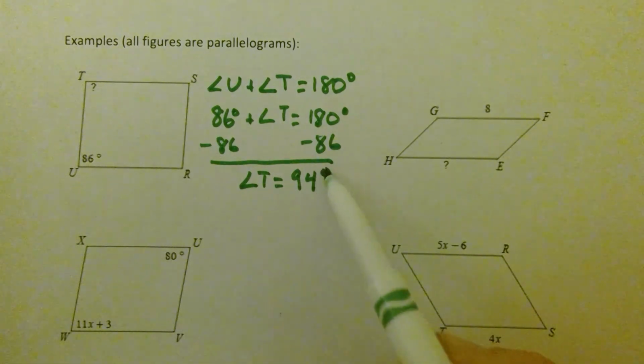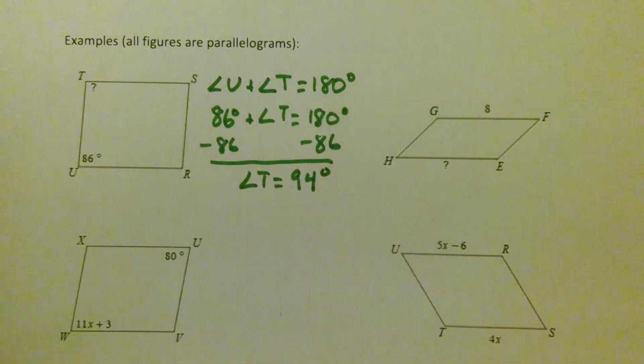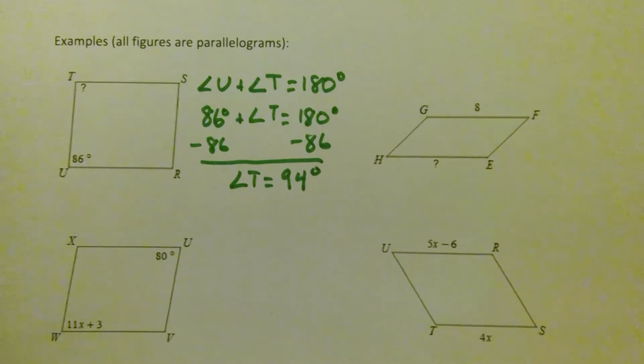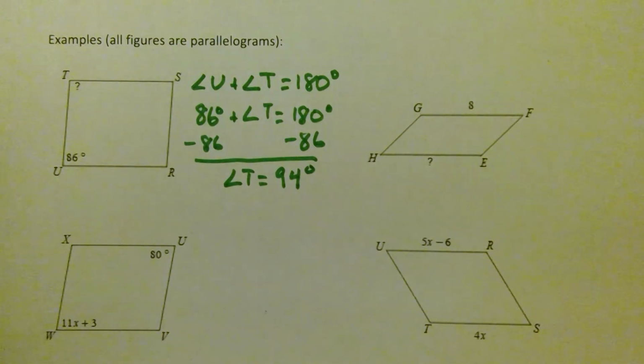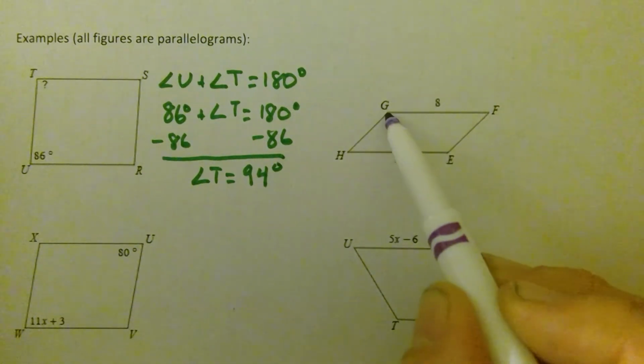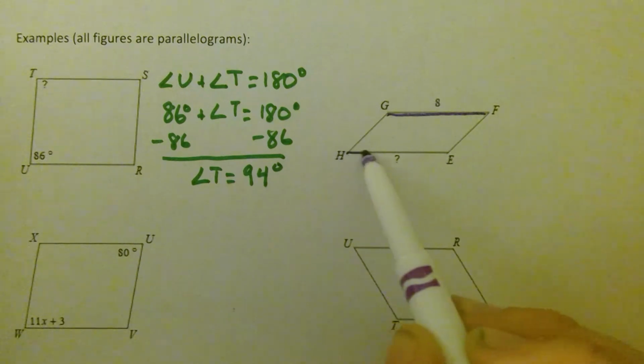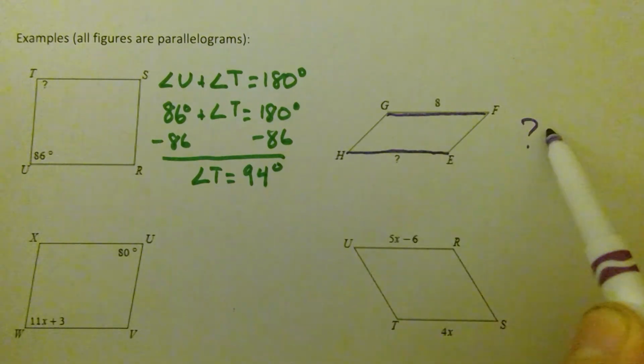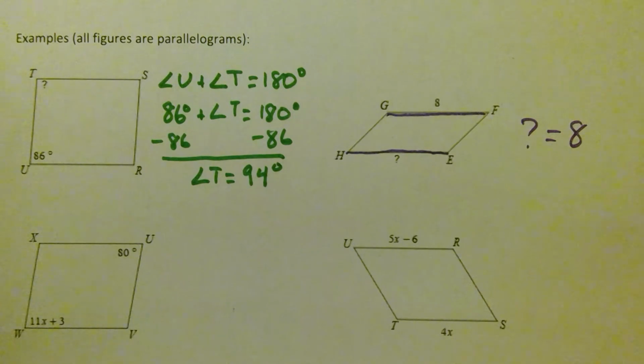Okay, 94 degrees. So, let's go ahead and look at the next one. We have parallelogram GFEH, and we know that one side is 8, and we're trying to figure out what the length of the opposite side is. So if we think back to our properties, our second property was that pairs of opposite sides are congruent. Okay, so GF and HE are opposite each other. That means that question mark is going to equal 8.